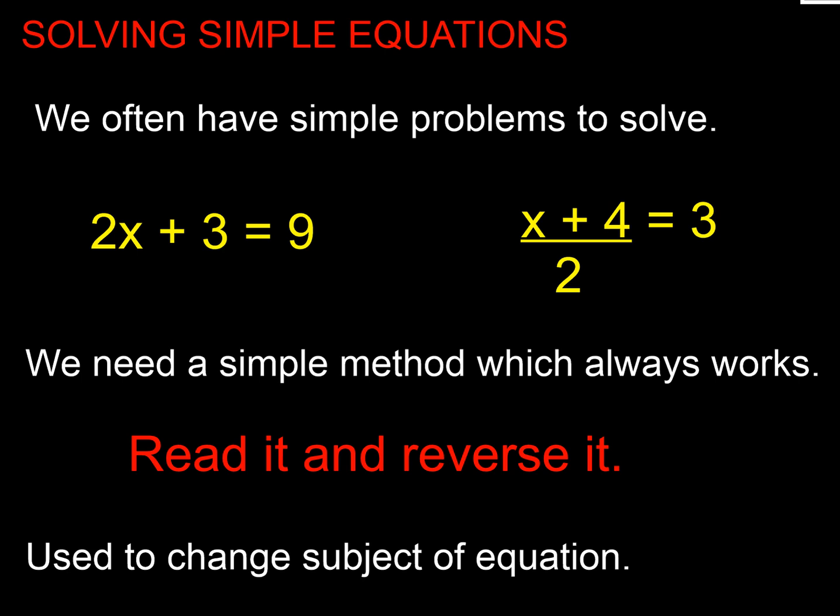Hello. We often have to solve simple problems and simple equations where x is a single unknown and it appears once in our equation. So we look at this one here on the left hand side, we've got the x there. On the right hand equation, we've got the x there. So we need a simple method for doing this. I call this one reading and reversing, and it's used to change the subject of equations.